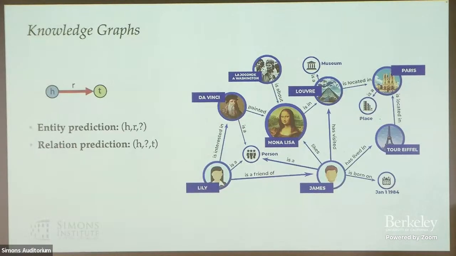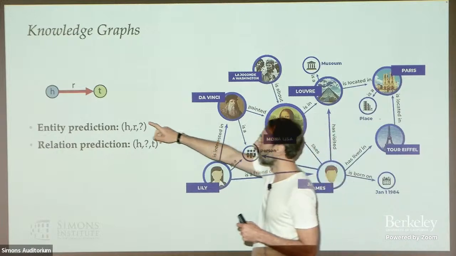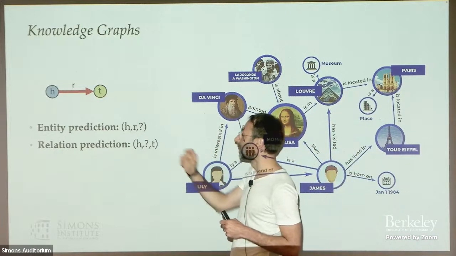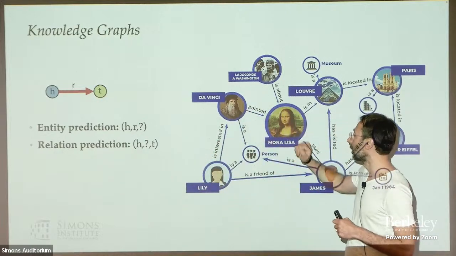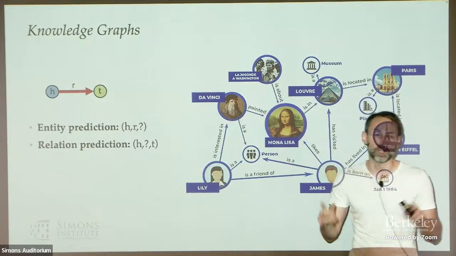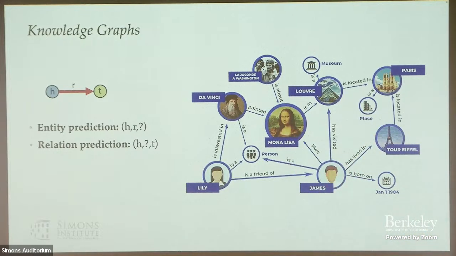So I showed you the example. So what is a knowledge graph? Basically, it's these triplets of a pair of entities and relation between them. We usually call them head and tail. So these are directed graphs. So the head could be, for example, Da Vinci. The tail can be Mona Lisa. And the relation could be of the type painted.